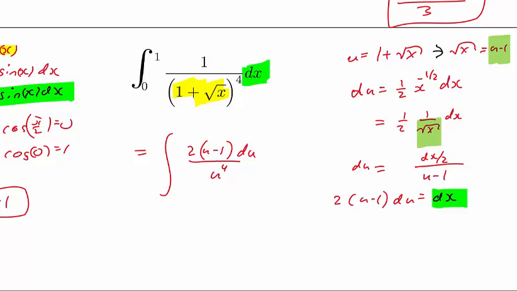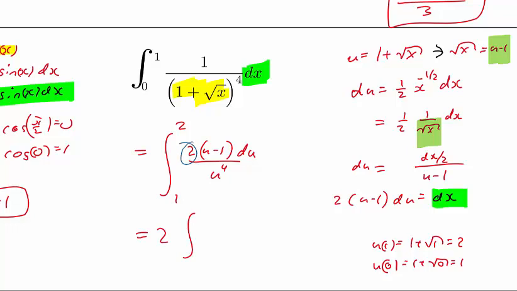Let's go ahead and change the bounds real fast. U of 1, well, that's 1 plus the root 1, which is 2. U of 0 is 1 plus root 0, which is just 1. So we're going from 1 to 2. Okay, so pretty nice, pretty simple. Let's go ahead and move this 2 to the outside so that we have 2 times the integral from 1 to 2.